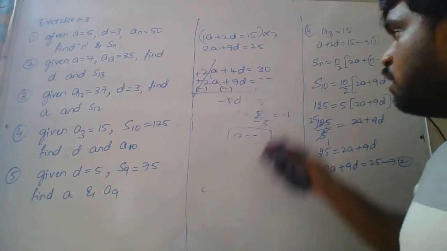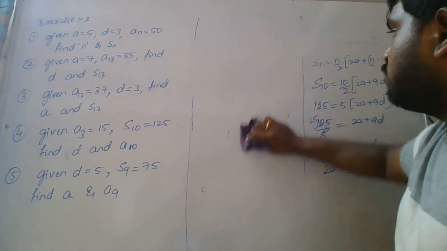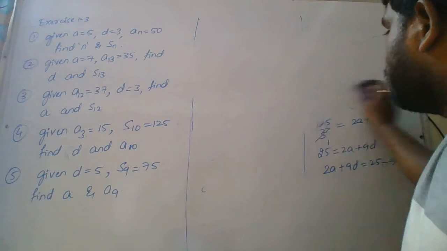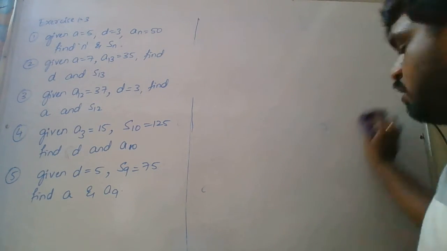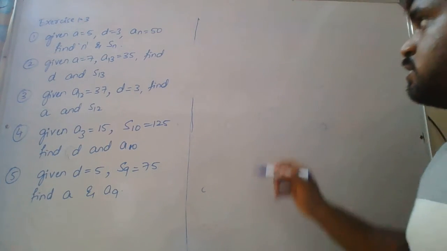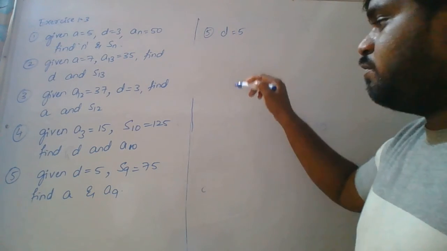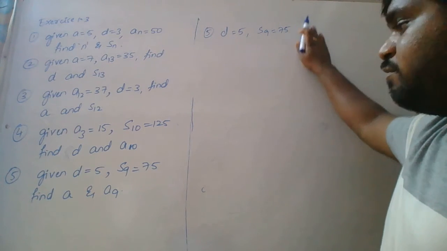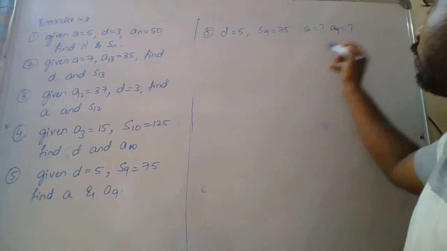So let's take the next question, the fifth one. What are the things that they've given us? They've given us the d value. The d value is 5 and S9 is 75. a and a9 should be found.